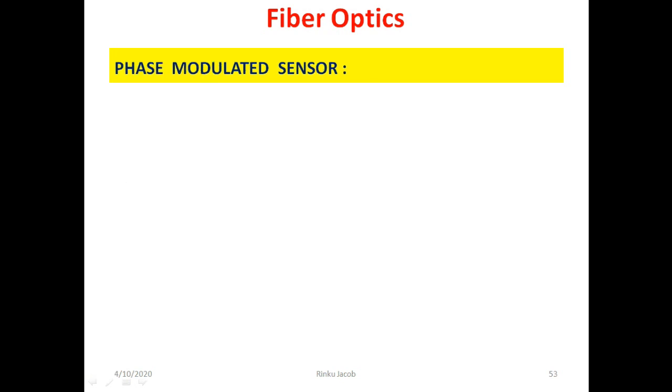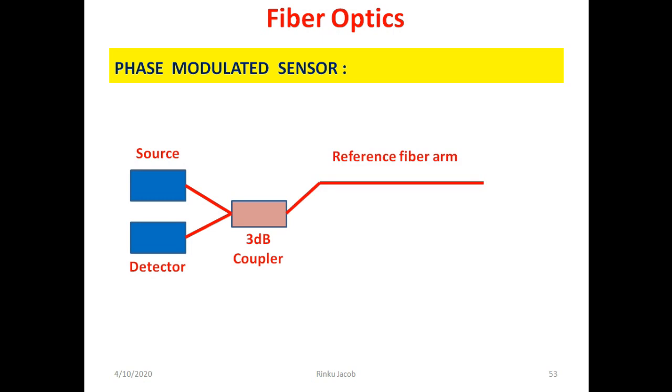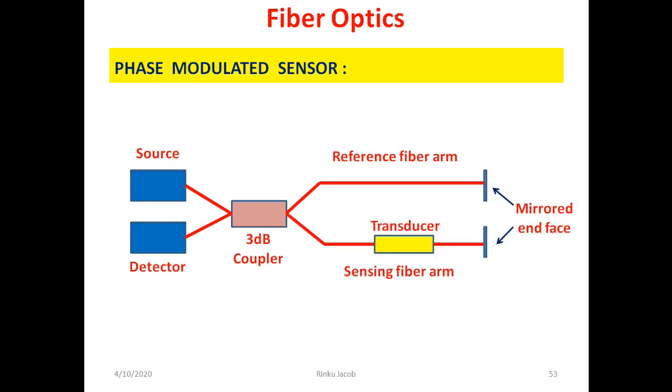Here we discuss the phase modulated sensor. The main parts of this sensor are shown in this figure. The parts are source, detector, 3D coupler, reference fiber arm, sensing fiber arm, transducer, and two mirrored end phase.